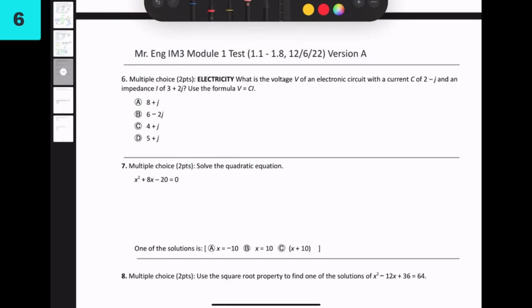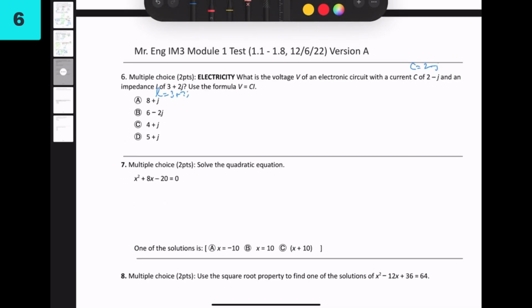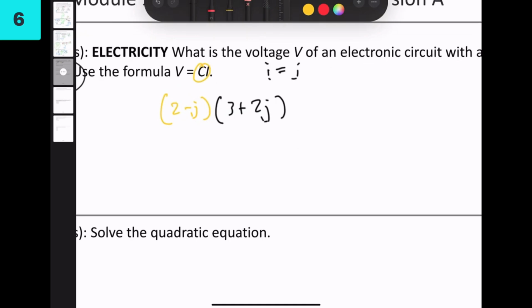All right, question number 6, electricity. What is the voltage of an electronic circuit with current C of 2 minus j and an impedance Z equals 3 plus 2j? We're going to use the formula V equals CZ. And so if I know that C is equal to 2 minus j, and Z is equal to 3 plus 2j, and i is equal to j, or imaginary is equal to j.